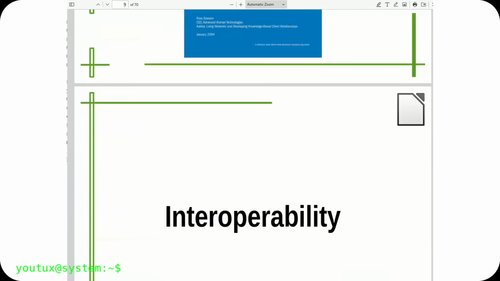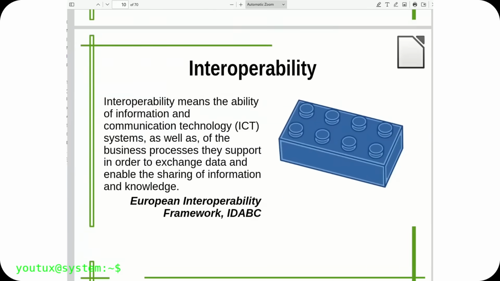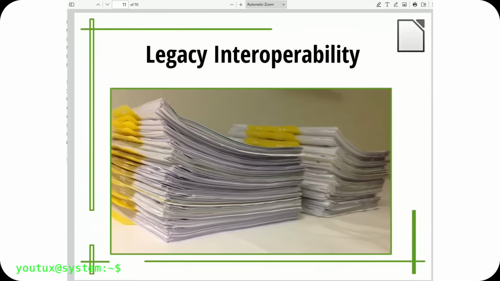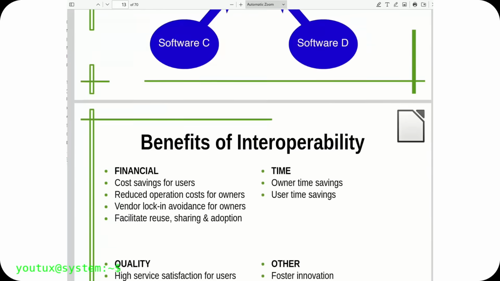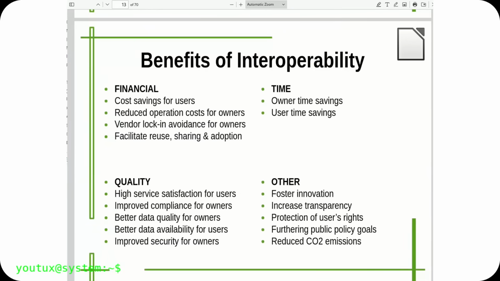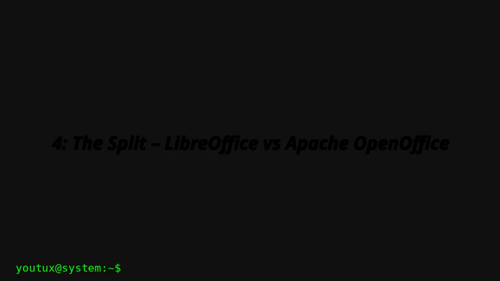Many governments, particularly in Europe, began to favor ODF to ensure transparency and accessibility of public documents. Countries like Norway and Belgium were among the first to mandate the use of ODF in public administration.